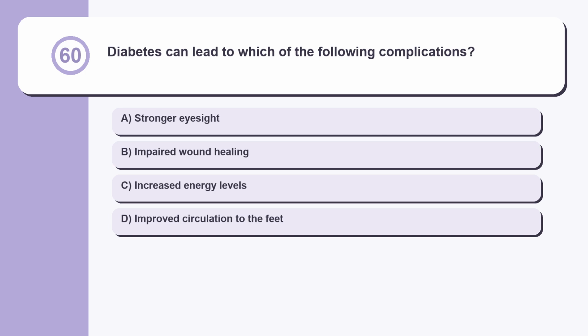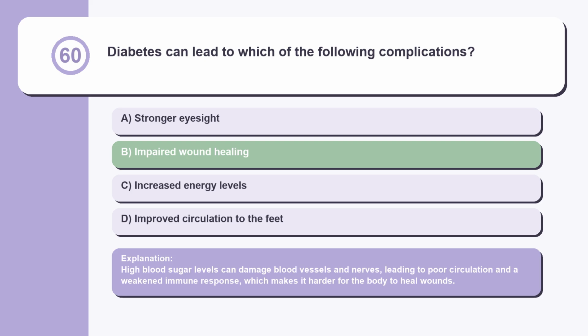Question 60. Diabetes can lead to which of the following complications? Stronger eyesight, impaired wound healing, increased energy levels, improved circulation to the feet. High blood sugar levels can damage blood vessels and nerves, leading to poor circulation and a weakened immune response, which makes it harder for the body to heal wounds.